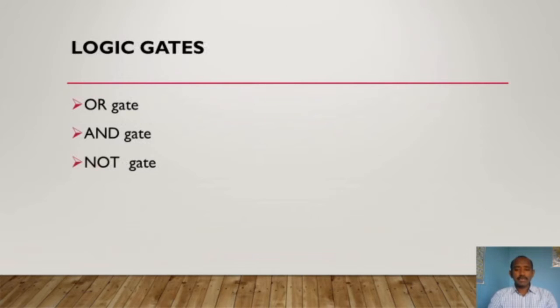In logic gates, we have three types: OR gate, AND gate and NOT gate. These three are called the fundamental logic gates or basic logic gates, which are used for all the calculations for binary addition, binary division or binary multiplication. So for all the purposes we are using these.